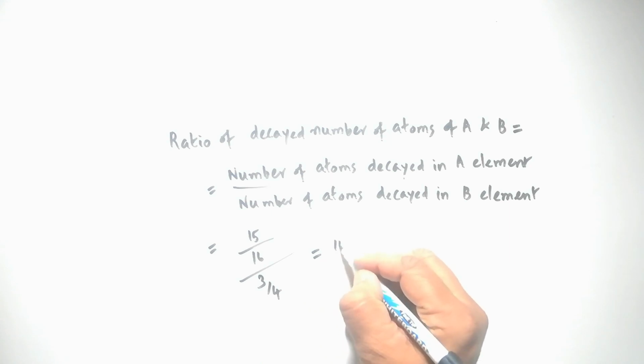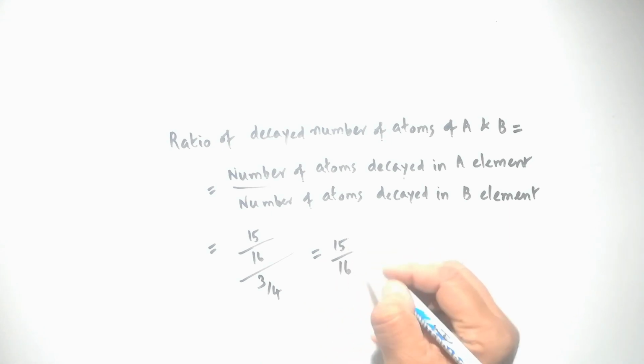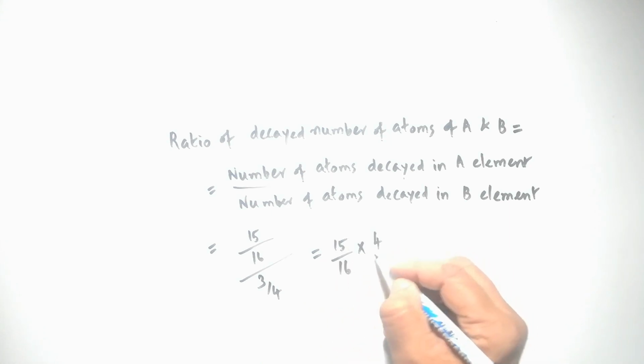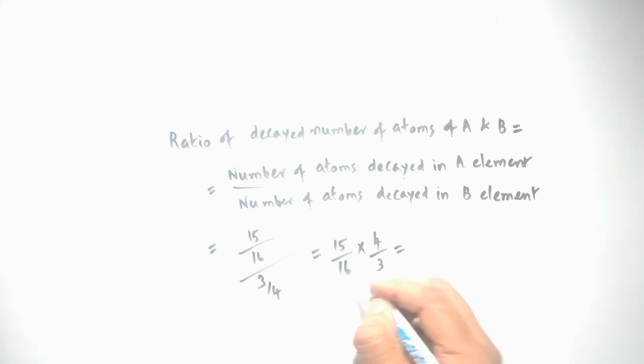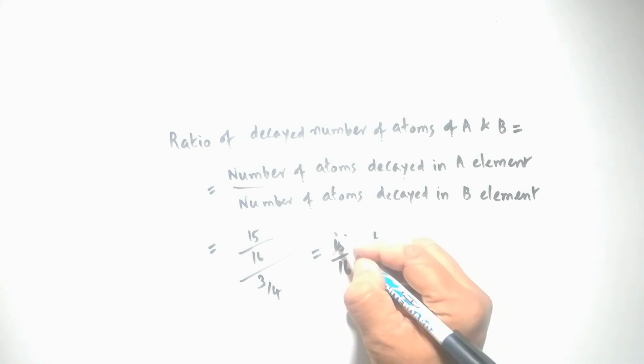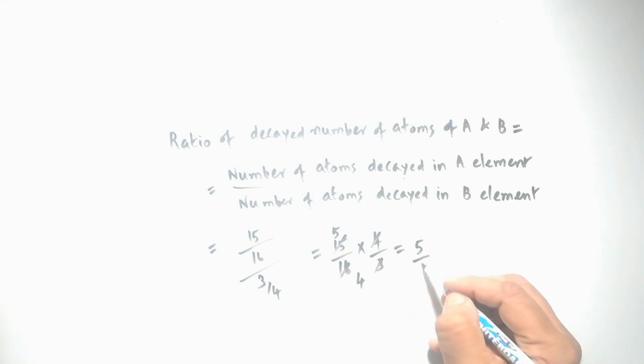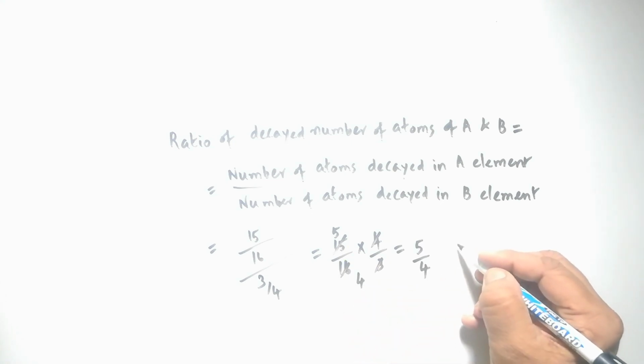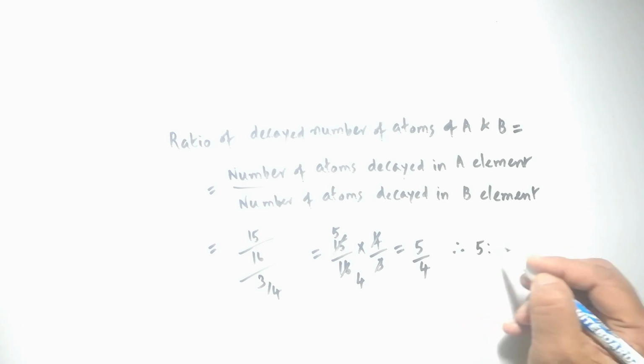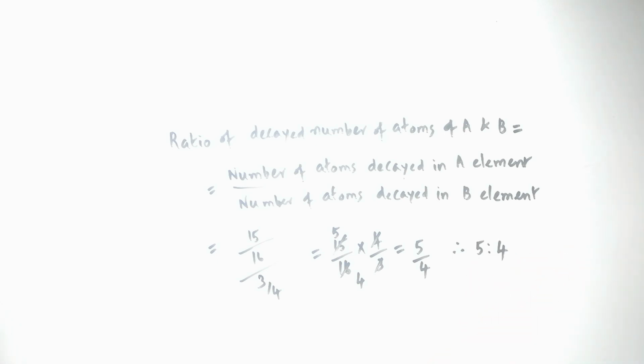Reciprocate this: 15 divided by 16 into 4 divided by 3. So after calculation you will be getting the answer as 5 in the numerator and 4 in the denominator. So you are getting 5 by 4. This can be written as 5:4. So in that format the final answer must be given.